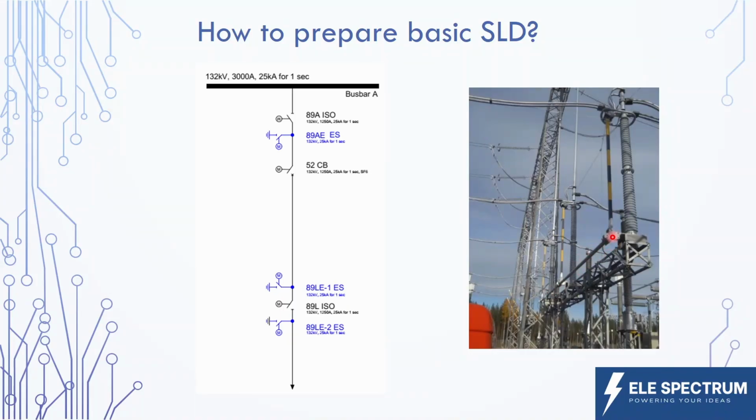So when this blade is connected to this live part, then the circuit is considered as off, and when this blade is rotated and it is open, the circuit will be on.